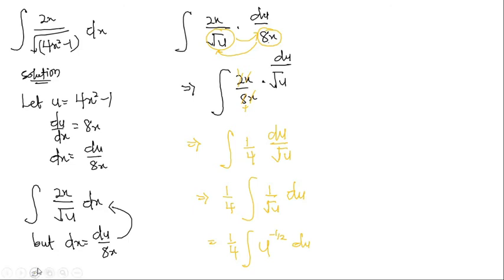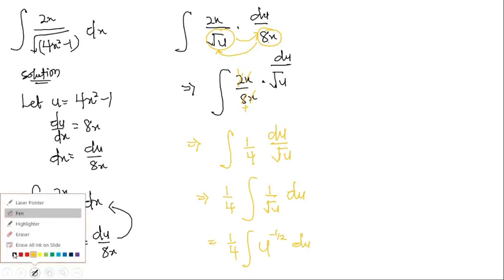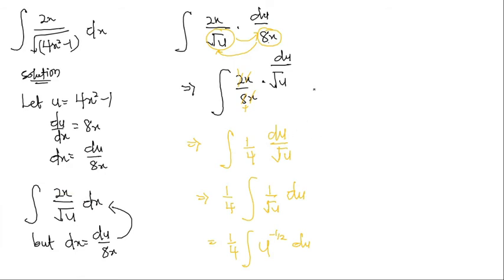Let me use black so that you can see clearly. I'm not too sure if you can see with this color that I've picked. So we have 1 over 4. This is equal to 1 over 4. If we integrate u raised to the power negative half, we add 1 to it, and we divide by what? The new power, which is what? Half plus 1. Then we add c to it.